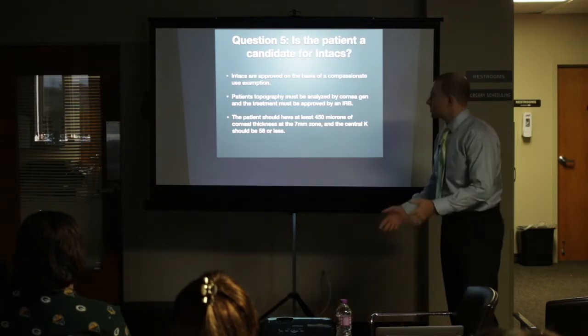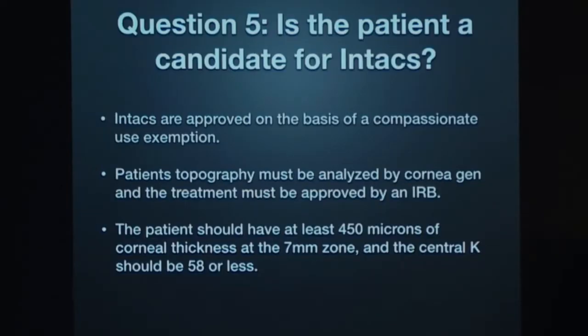All right. Question number 5, is the patient a good candidate for Intacs? So Intacs are approved on the basis of a compassionate use exemption. Intacs are little plastic rings. We're going to see pictures of them a little bit later on. They're little plastic rings. They're implanted in the cornea. They were initially invented as an alternative to LASIK, a reversible technology to correct nearsightedness.